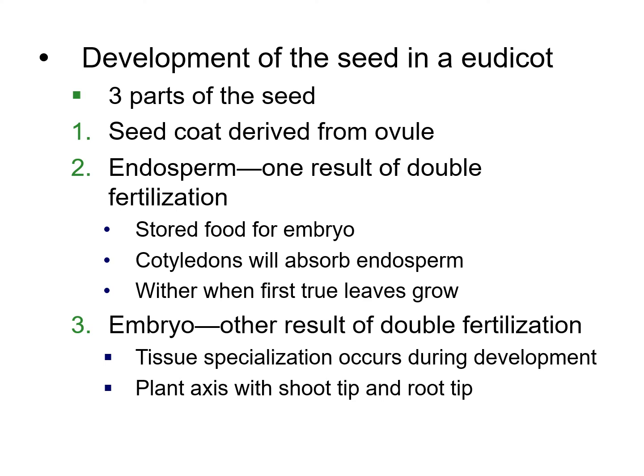So in a eudicot, right, you've got 3 parts. You've got the seed coat, the endosperm, and the embryo. Now, the seed coat is the thing that's around the seed. Well, the endosperm ends up becoming food for the embryo and ends up being absorbed by the actual cotyledons. Remember those embryonic leaves? So that ends up absorbing the endosperm in a eudicot. And then it withers away when the leaves grow. Now the embryo itself is the other portion of the double fertilization. That's the thing that specializes, that becomes the plant shoots and roots. So that's the part that is the actual egg.